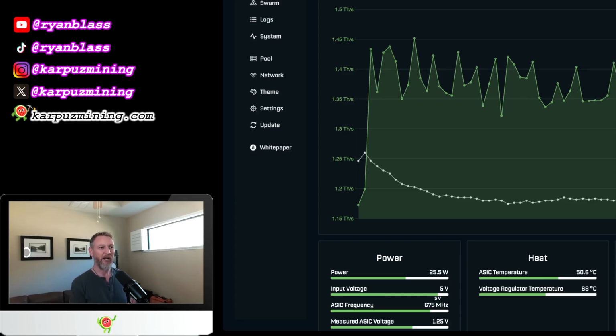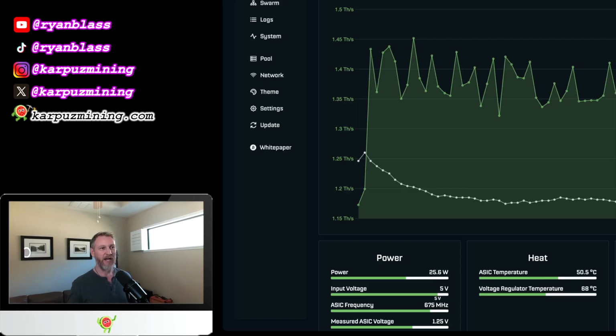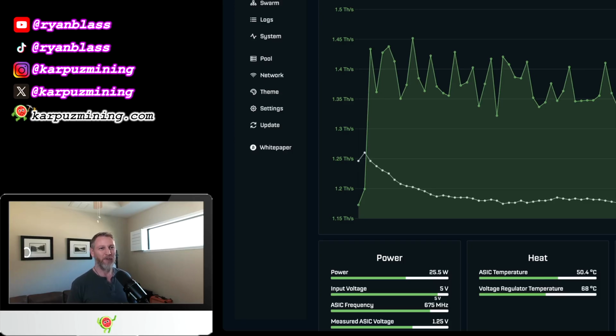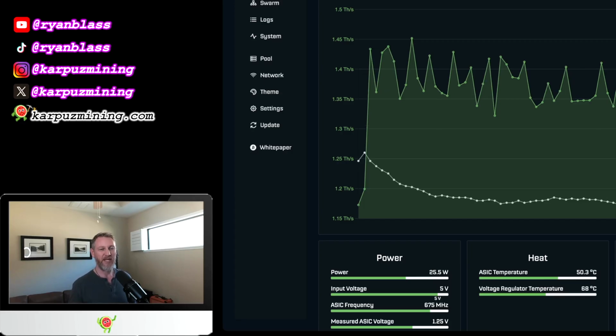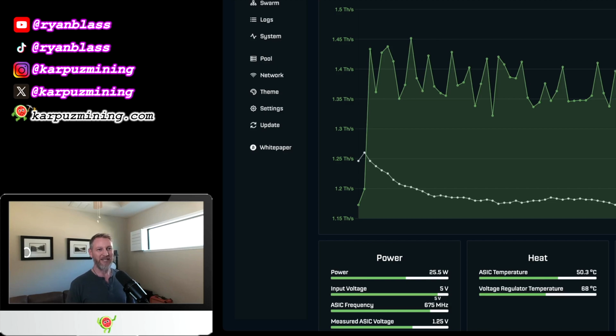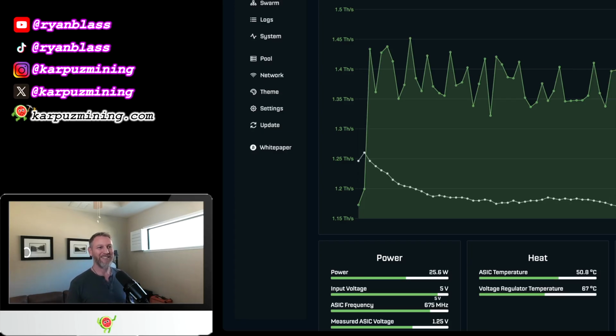I bet you could overclock this thing to the moon, and you could probably get 1,000 terahashes out of this thing with the Ice Tower because it just keeps getting cooler. I don't know how. 50.4, the temperature's actually just continuing to drop, but the VR temp is staying about the same. 68, that's great on the VR. We're now down to 50 degrees, so 21 degrees cooler almost. 21 degrees, I'm speechless. The winner on this test, it was an absolute blowout.